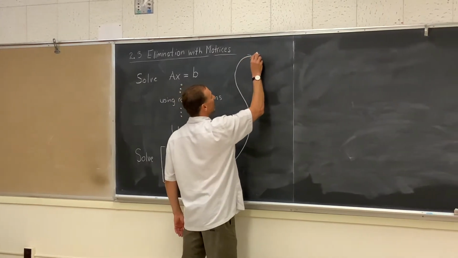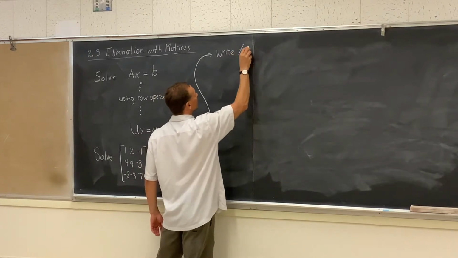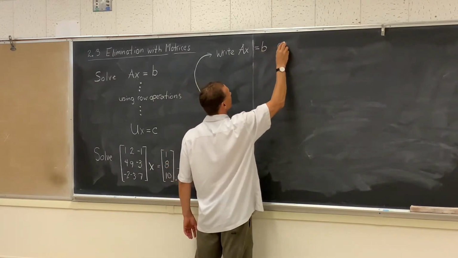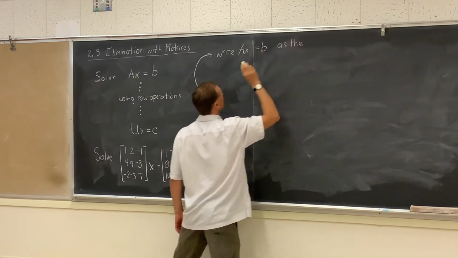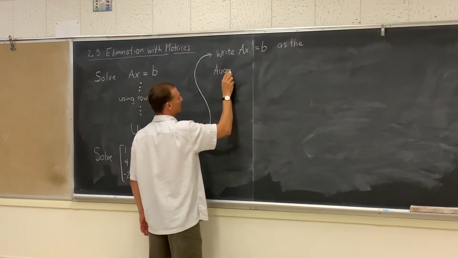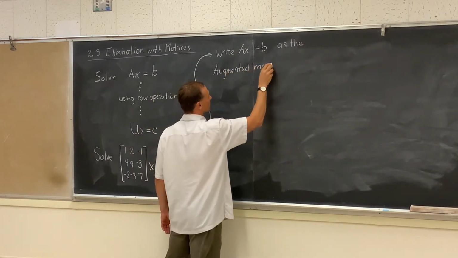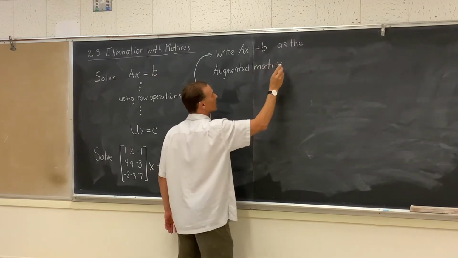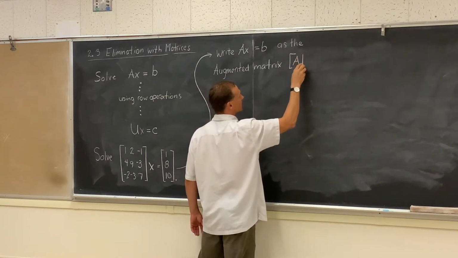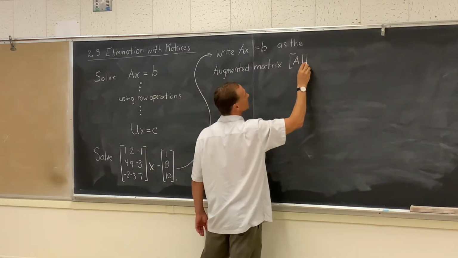And so we're going to take Ax equals b, and we're going to write Ax equals b as the augmented matrix. The augmented matrix, there's your vocabulary for the day. The augmented matrix: A, we put a line after it. The line denotes the equal sign and the lack of the x's. Then b.